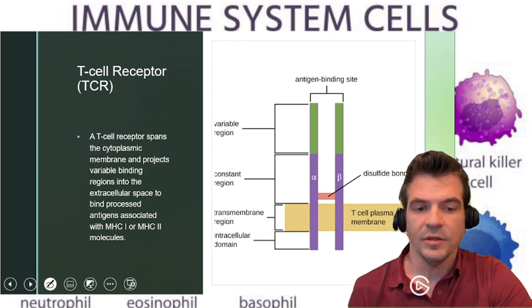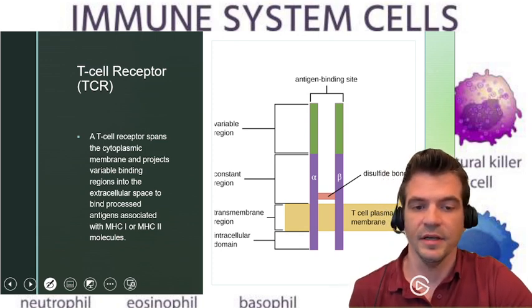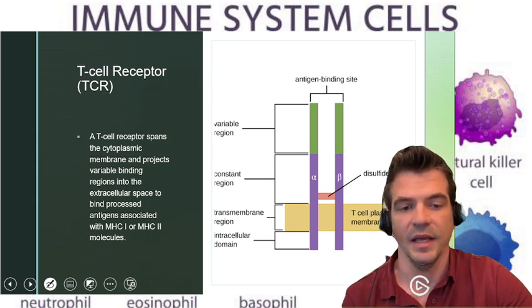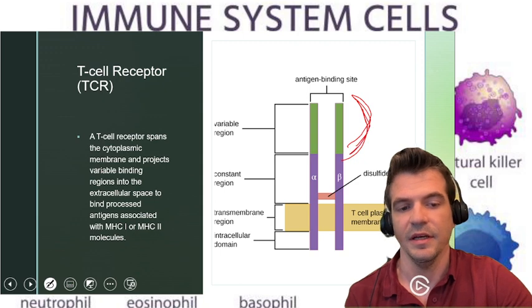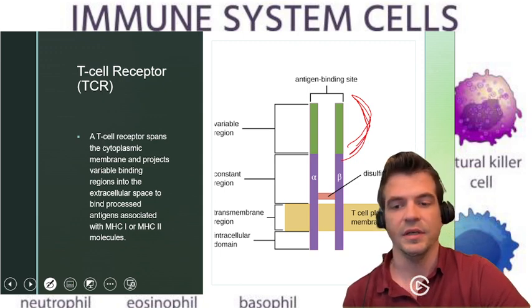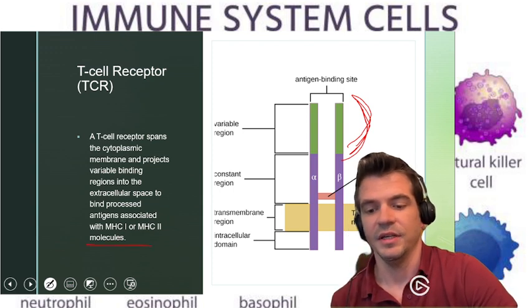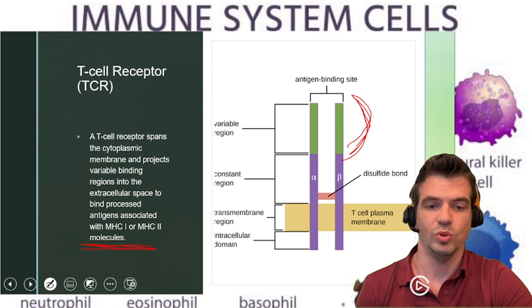So the T cell receptor is very similar to an antibody, and it performs the same function. Again, it has a variable region that is the antigen binding site, and it's very specific to the specific antigen. This recognizes both MHC1s and MHC2s.